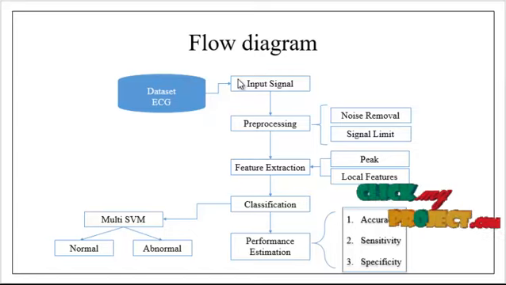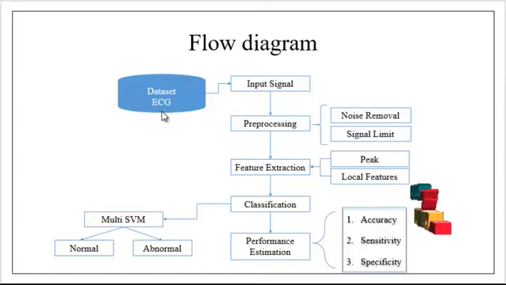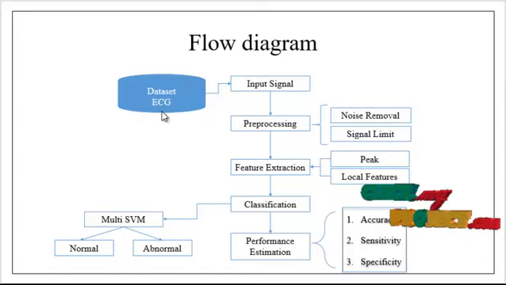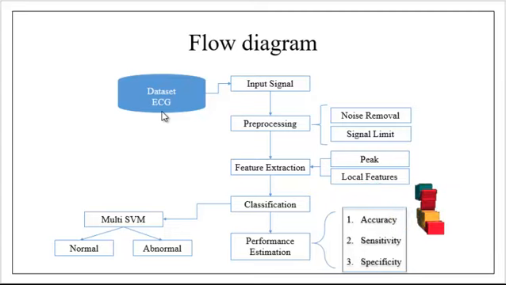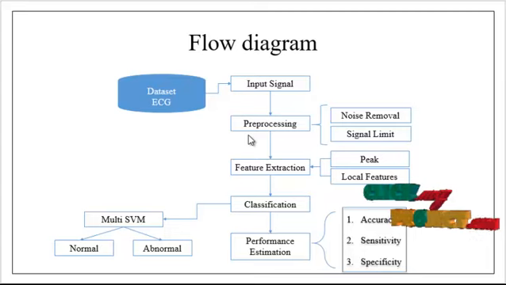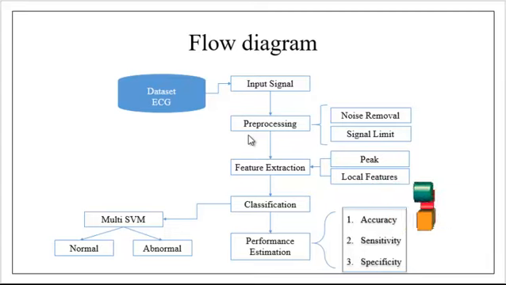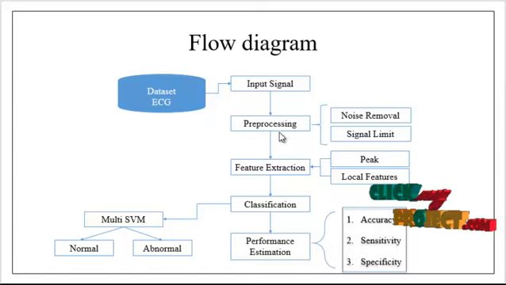The dataset consists of lots of ECG signals, which include both authenticated as well as unauthorized persons. After getting any one signal from the input dataset, the pre-processing is carried out. In this pre-processing, there are two stages. One is the noise removal, and the other one is the signal limitation.